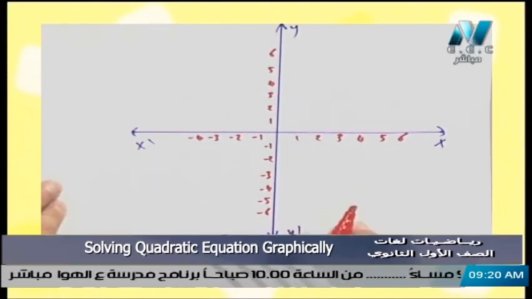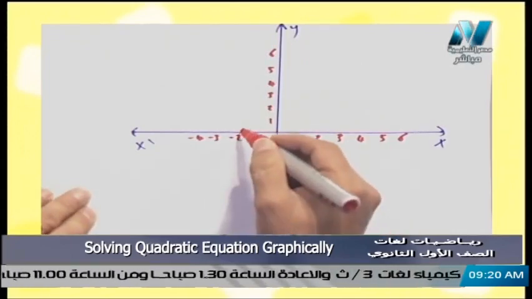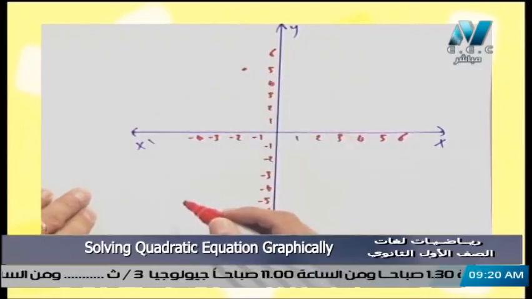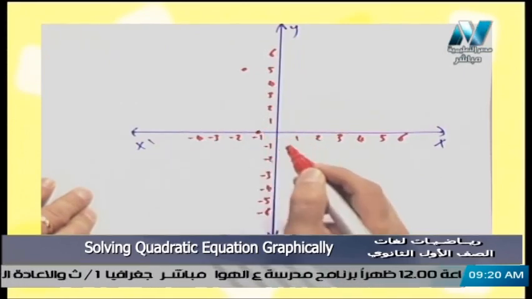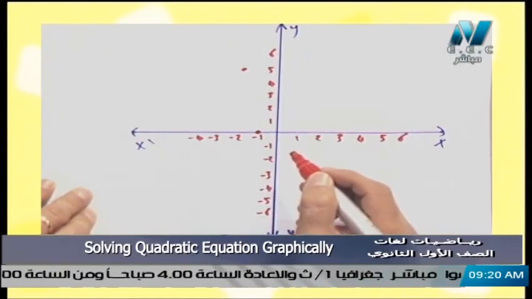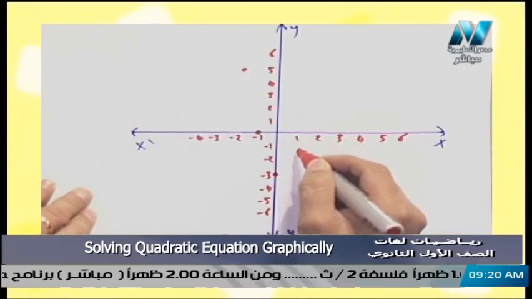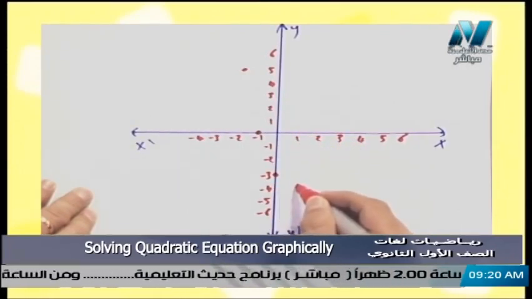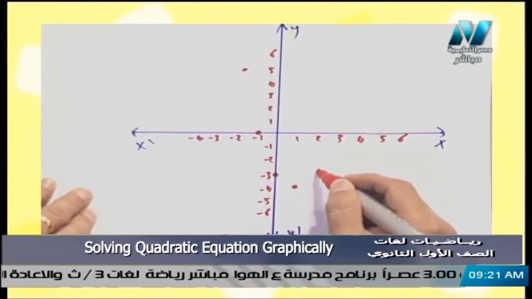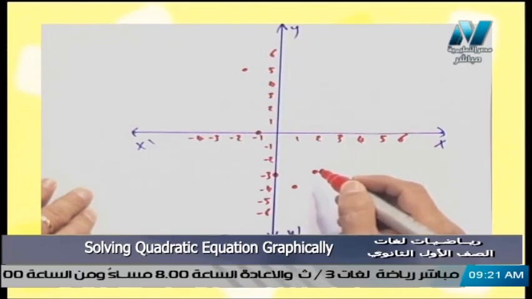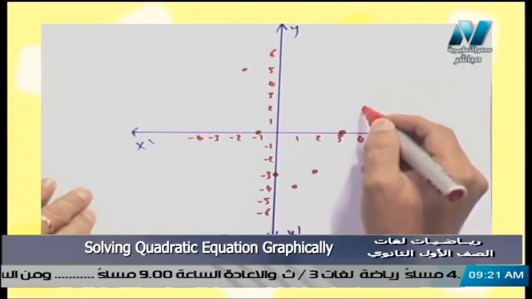First we have the table here. The first point is -2 and 5. -2 and 5 means this point. -1 and 0 is this point, because the first is -1 and the other is 0. 0 and -3, this point. 1 and -4, 1 here and -4 here. 2 and -3. 3 and 0, this point. 4 and 5.